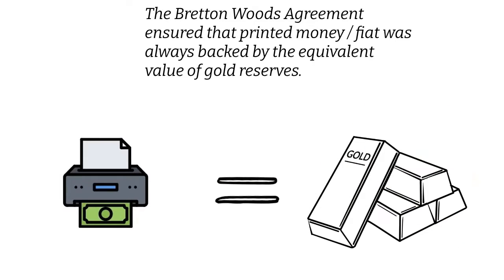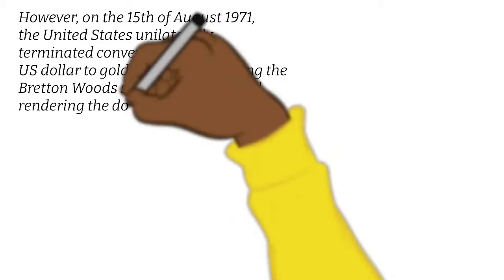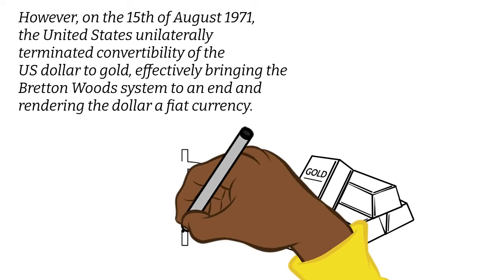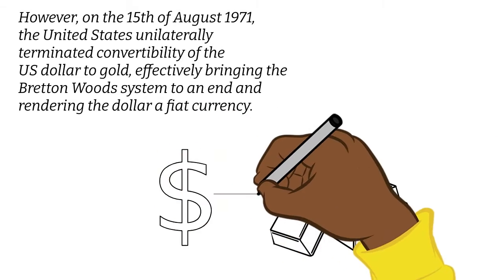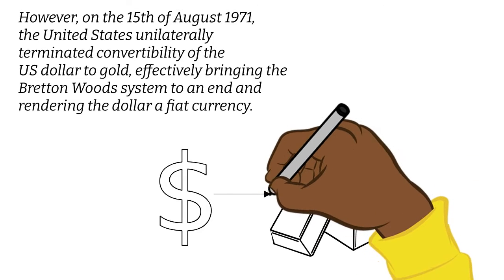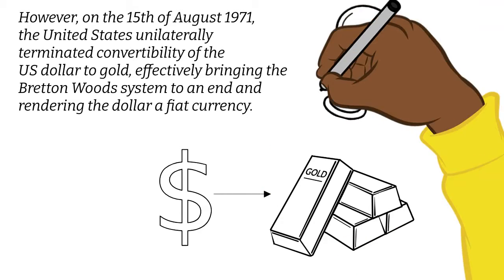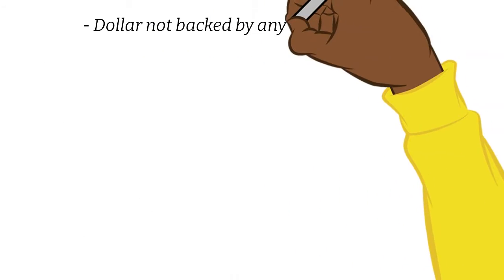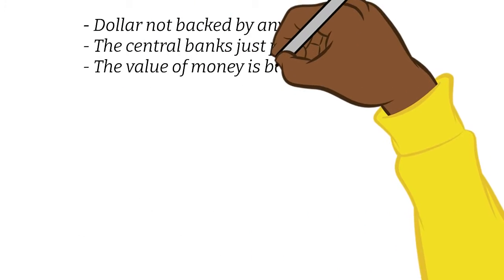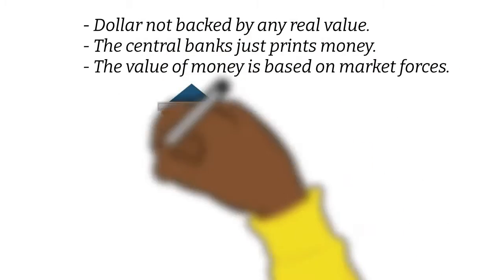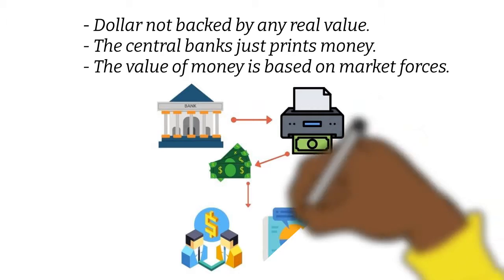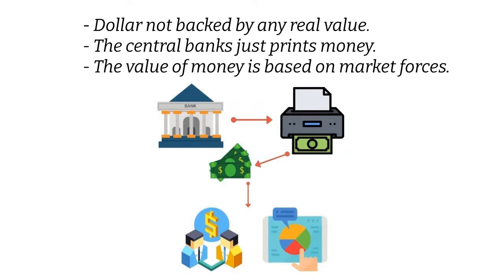value of gold reserves. However, on 15 August 1971, the United States unilaterally terminated convertibility of the US dollar to gold, effectively bringing the Bretton Woods system to an end and rendering the dollar a fiat currency. The dollar as we know it today is therefore not backed by any real value. The central banks just print money. You can say then that the value of money is therefore based on market forces.